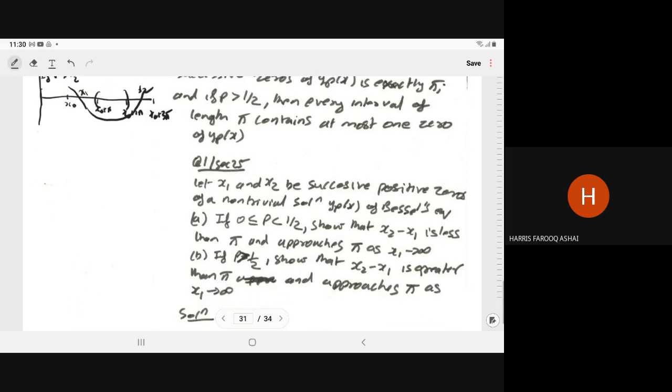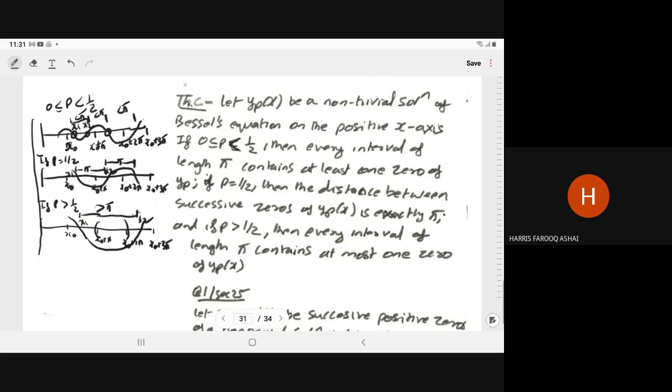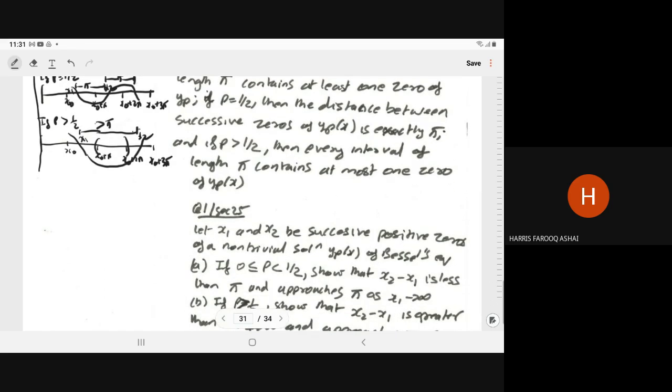Now, if p is greater than half, then x2 minus x1 is greater than pi and approaches pi as x1 tends to infinity. So if p is greater than half, the length between two consecutive zeros should be greater than pi. When p lies between 0 (p greater than or equal to 0) and half, the length should be less than pi. And when p is greater than half, the length should be greater than pi.